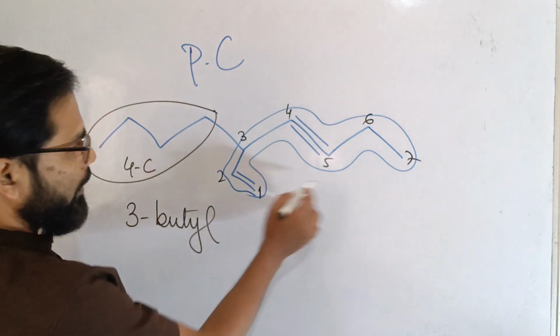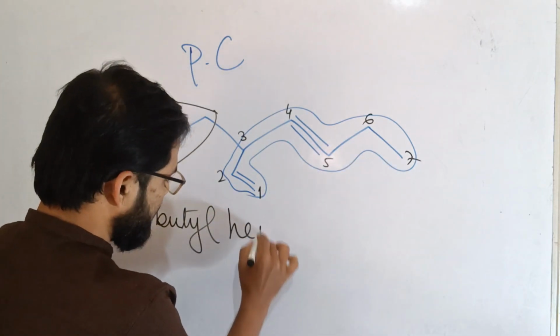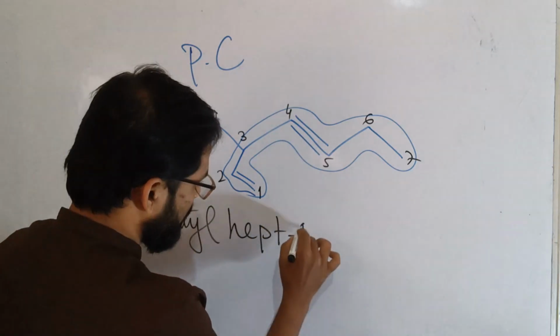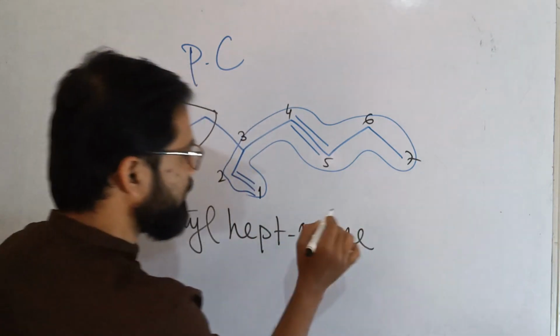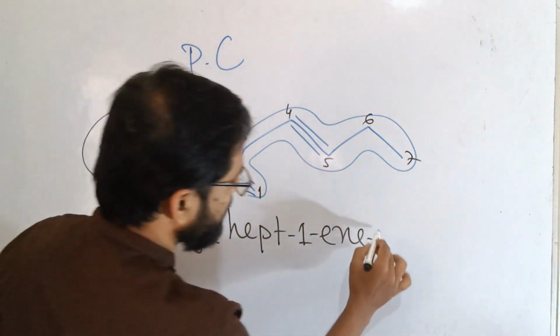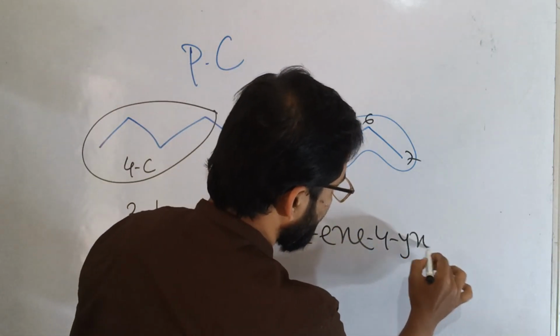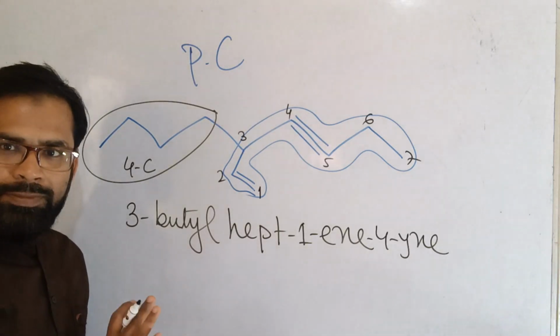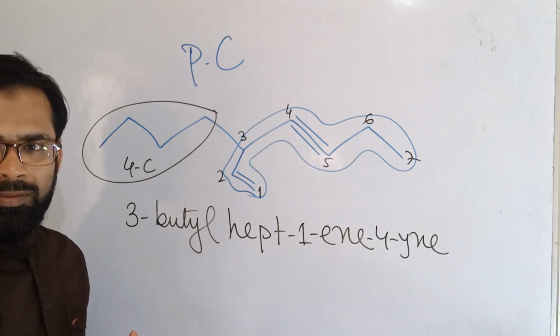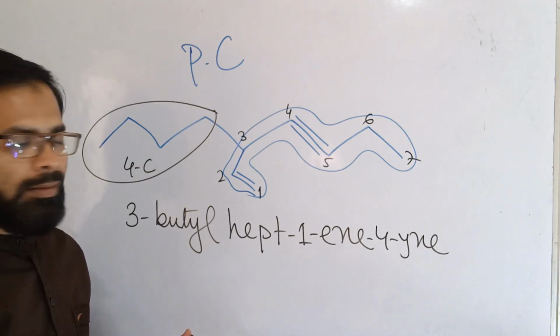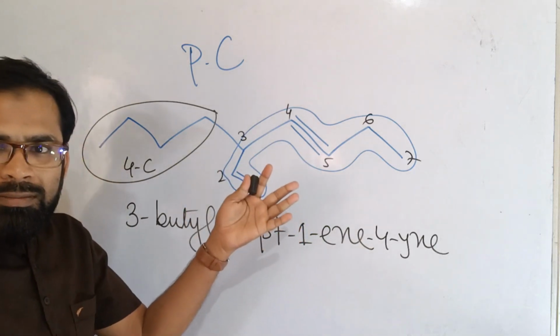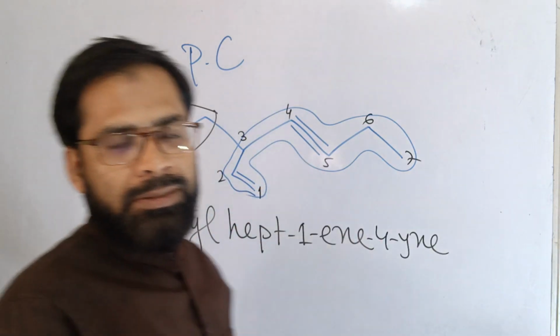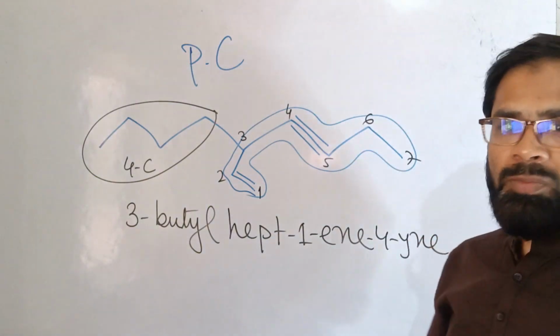Then hept, 1-en and 4-yne. Clear? Are there any difficulties? No. It's very simple. You only have to follow the rules, and you have to practice more and more.